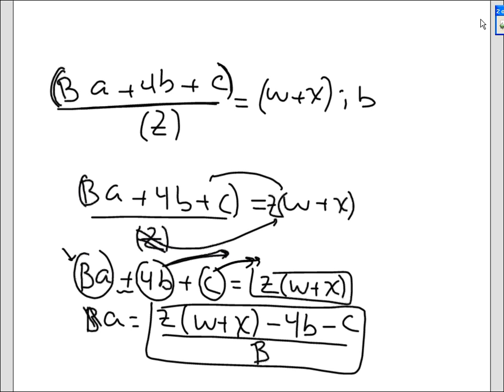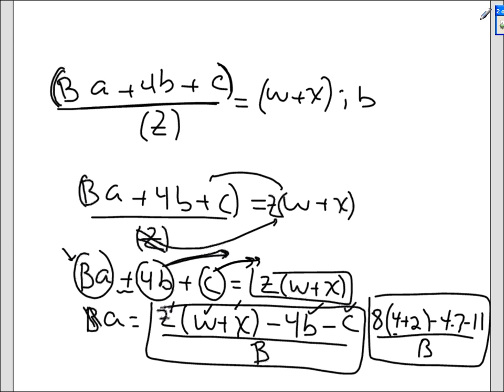And this is in a way easier than working with numbers. If I gave you numbers, if I said z was 8 times 4 plus 2 minus 4 times 7 minus 11 over 13, that is, if z was always 8 and w was 4 and 2 and b was 7 and c was 11, you'd actually have to do this calculation. But we don't, because literal equations are easier than numerical equations.